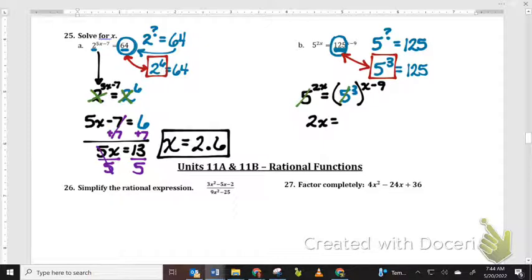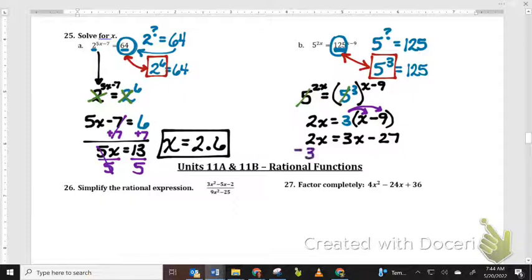Notice I have a 3 here, and then I have this x minus 9. I'm going to need to distribute the 3 to the x minus 9. So when I have a power that's inside the parentheses and I have a power that's outside, I have to take what's inside and distribute it to what's outside. All right, so I'd have 2x equals 3x minus 27.